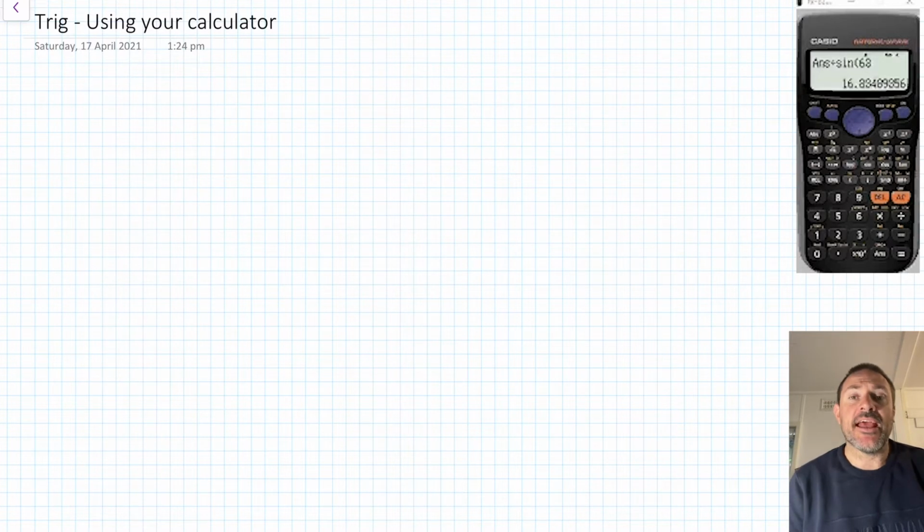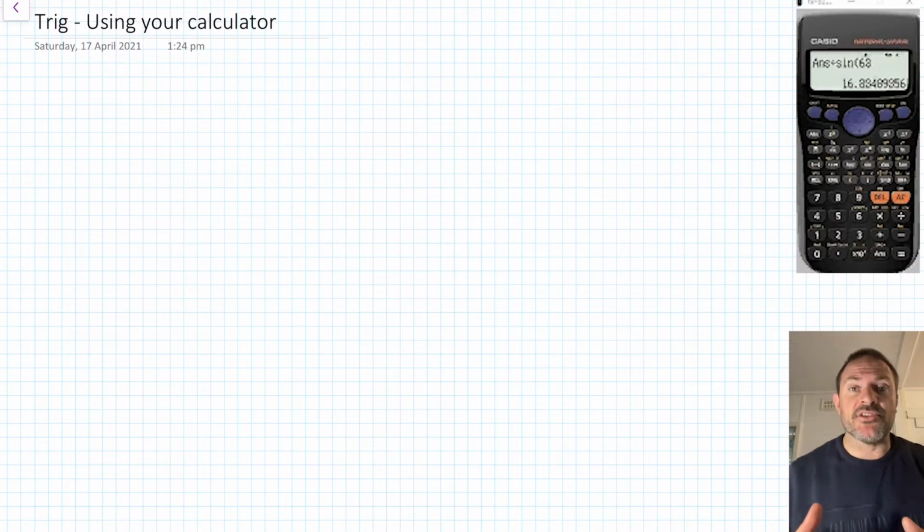Today we're going to be looking at how to use your calculator with trigonometry. There's a couple of things I want to talk about first of all, and that's about having your calculator in the correct mode. Then we're going to do some fairly straightforward, simple calculations, plus a few extra ones for the 5.3 boys.